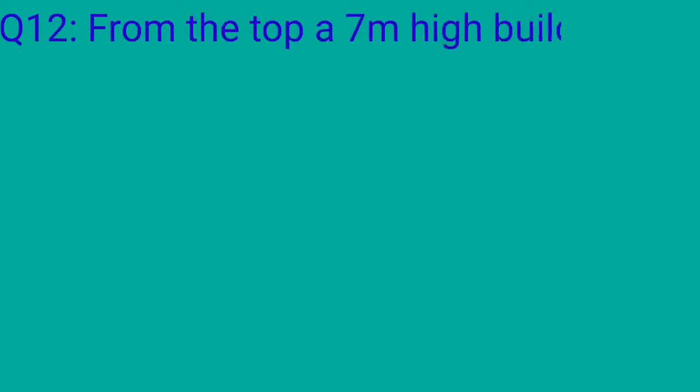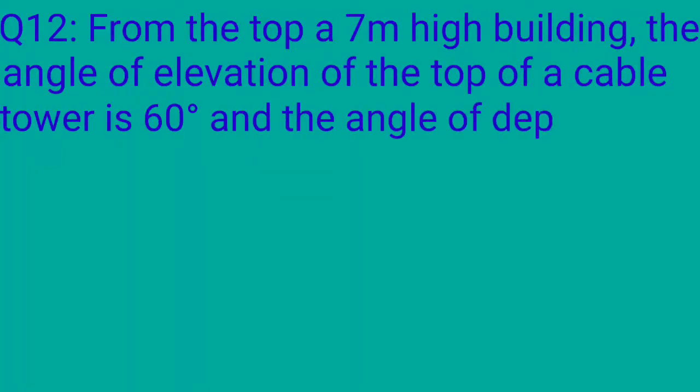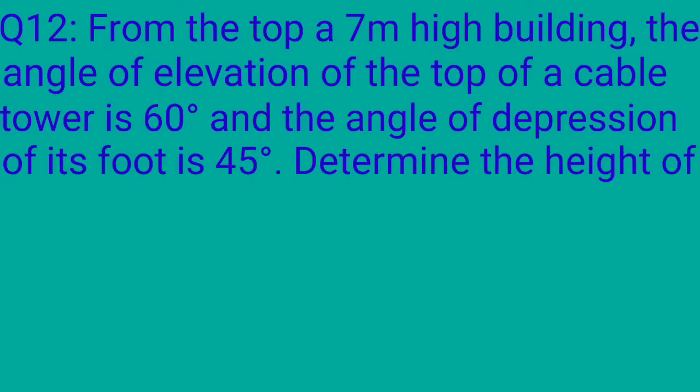Question number 12. From the top of a 7 meter high building, the angle of elevation of the top of a cable tower is 60 degrees and the angle of depression of its foot is 45 degrees. Determine the height of the tower.